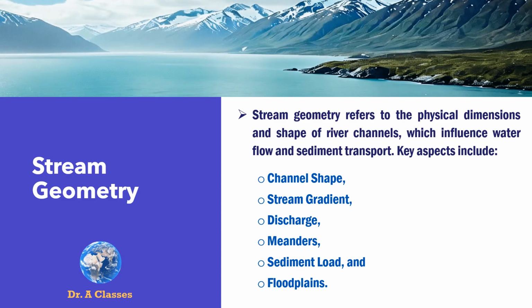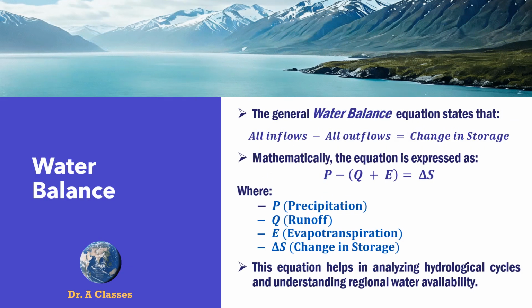Floodplains: flat, low-lying areas adjacent to a river that experience periodic flooding. They serve as natural buffers for floodwaters and play a role in sediment deposition. Rich in nutrients, they are valuable for agriculture and aquatic ecosystems. Water balance.